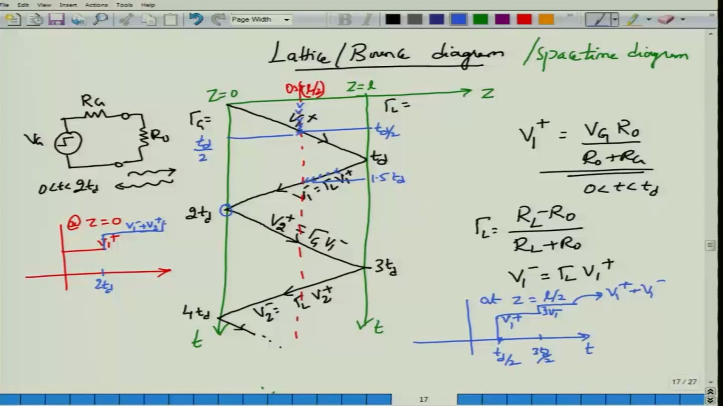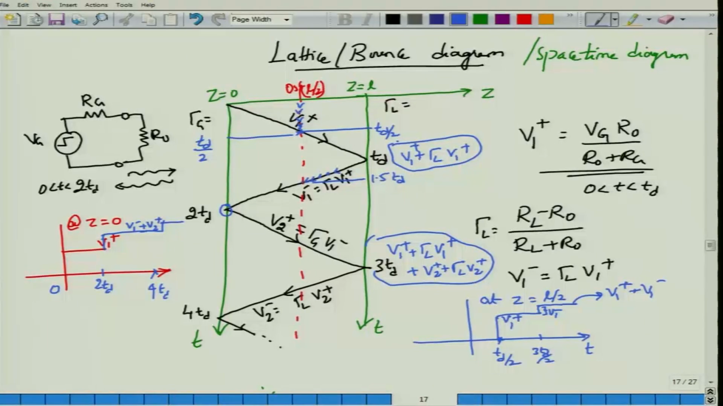So, there would be another jump or could be a dip depending on whatever that you are looking at. This would happen at 4 TD, okay. So, this is how you would see at the source. Similarly, at the load, the total sum of the voltage here is V1 plus gamma L V1 plus, the voltage here will be V1 plus gamma L V1 plus V2 plus gamma L V2 plus, okay. So, this is the voltage at changes or jumps that are happening at 3 TD and at TD, okay.